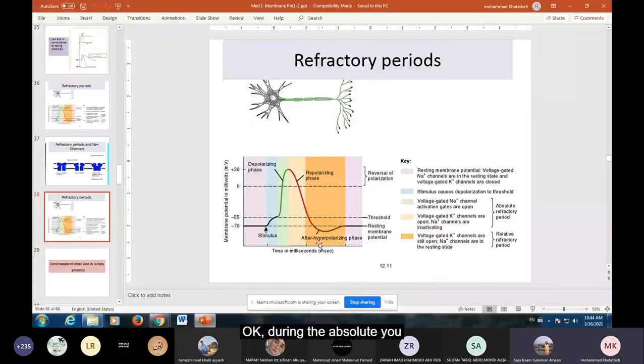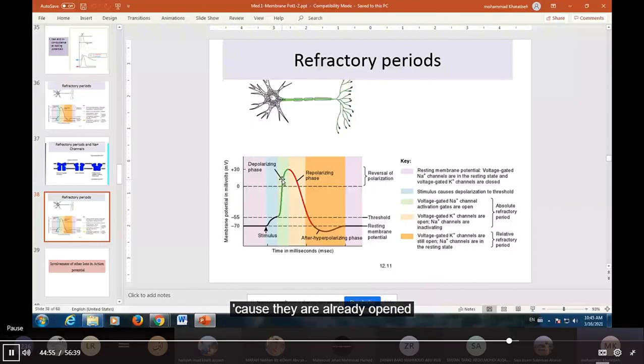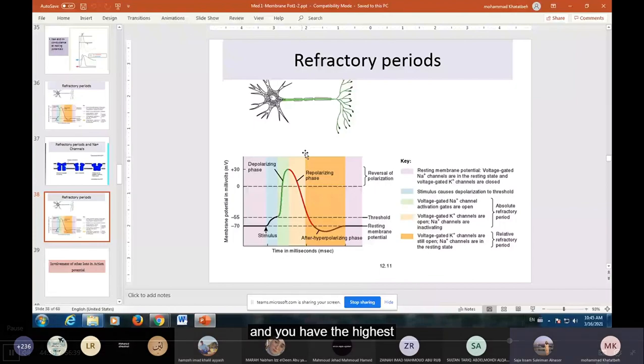Okay, during the absolute period you have most sodium channels, not all, maybe they are all, already opened. If they are opened, stimulating again, you are changing nothing. The purpose of stimulation is to open them. If they are already opened, are you changing anything in open channels? Nothing you will change. You cannot develop or have that action potential continuing to reach the plus 61, for example, because they are already opened and you have the highest activity for the sodium channels.